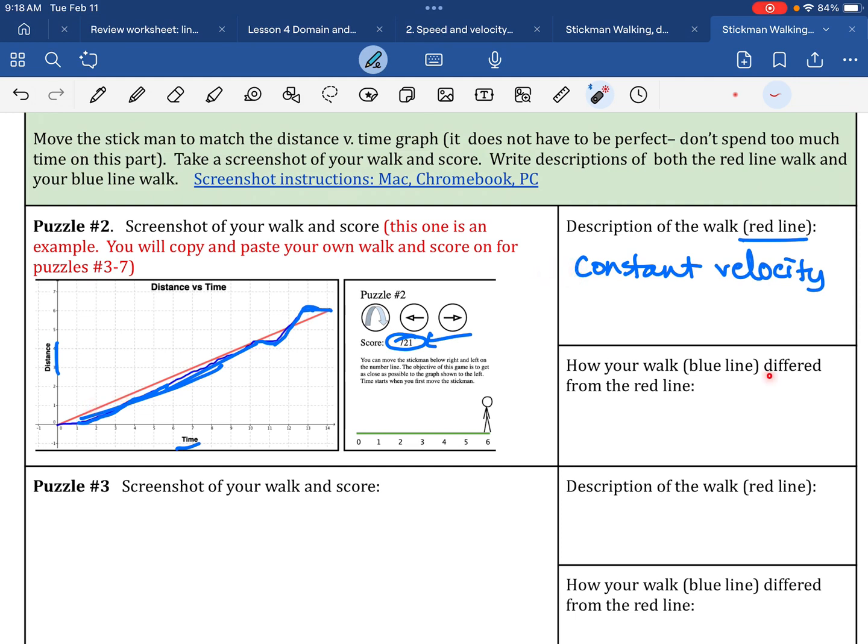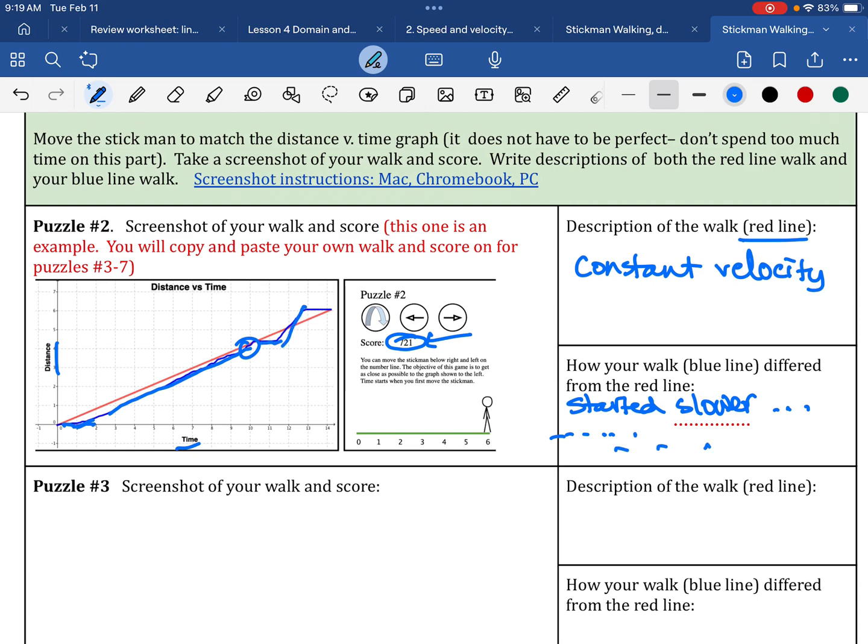And then how did my blue line differ from the red line? Well, as we can see, it was pretty good, but maybe I started a little bit slower, right? I was starting too slow. So I might write started slower, and then I might say, then I was matching the velocity quite well until about 10 seconds. So then I might write, at 10 seconds I went too slow, and then I sped up, went too fast. So just write a couple things here.